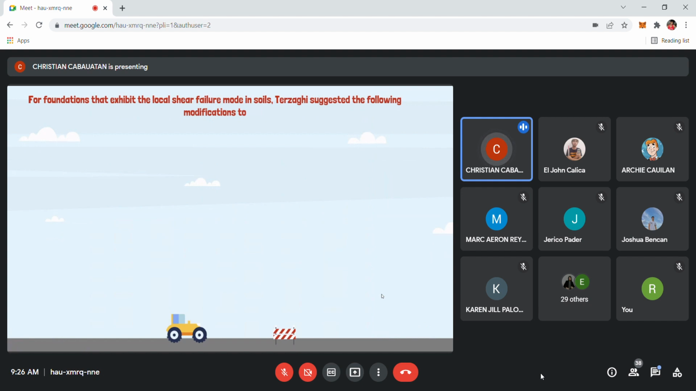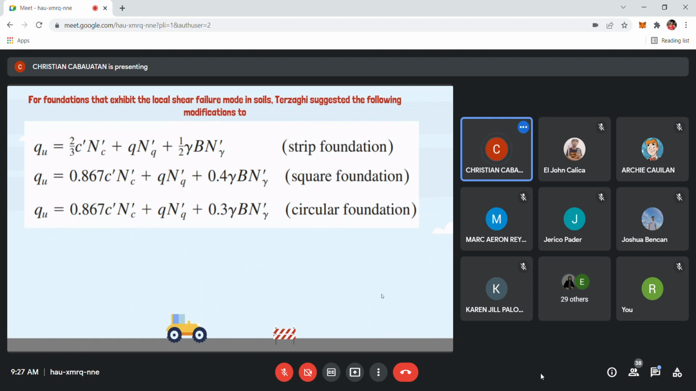For foundation that exhibit the local shear failure mode in soil, Terzaghi suggested these modifications. Mag-iiba na yung formula ninyo or yung equations ninyo kapag ang ginamit na ay local shear failure compared to the general shear failure. For strip foundation, the ultimate bearing capacity is equal to 2/3 c Nc plus qNq plus 0.5 gamma B N gamma.